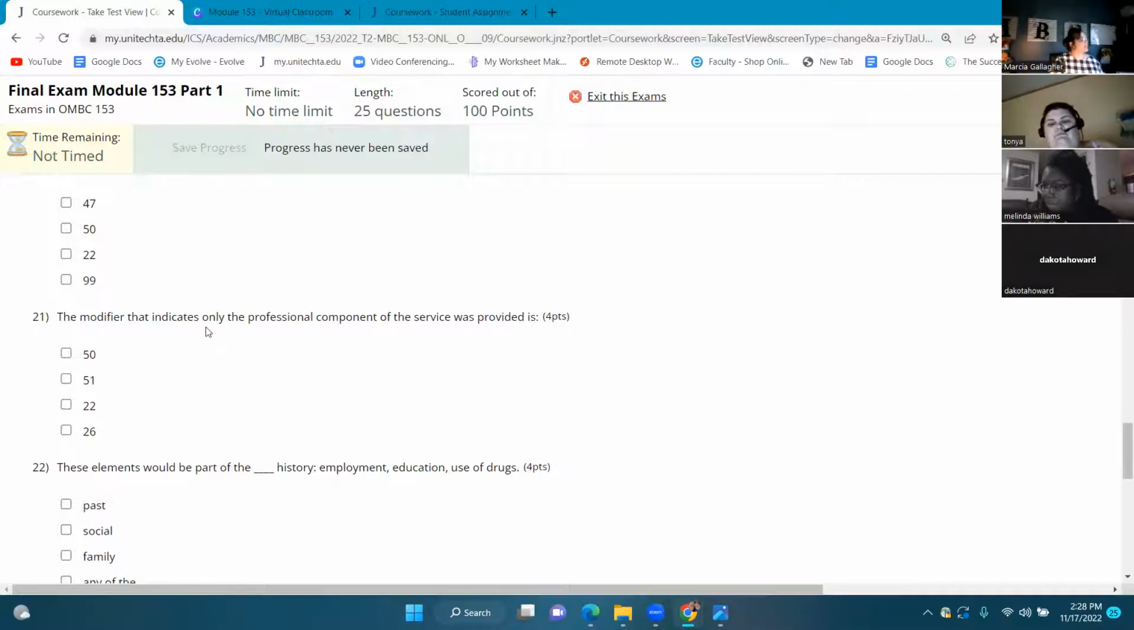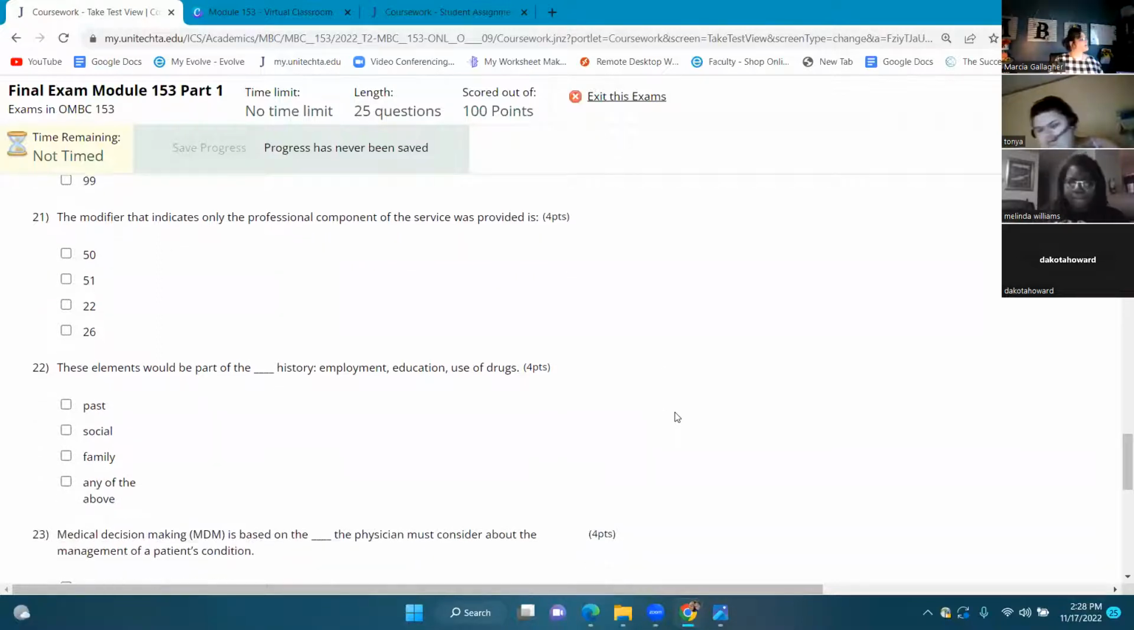The modifier that indicates only the professional component of the service that was provided is 50, 51, 22, or 26? I know this one without looking, simply because I used it all the time. Modifier 26 says professional component. So 26, professional component. You are going to be able to look these up and have the time. I just don't want to keep you forever today.